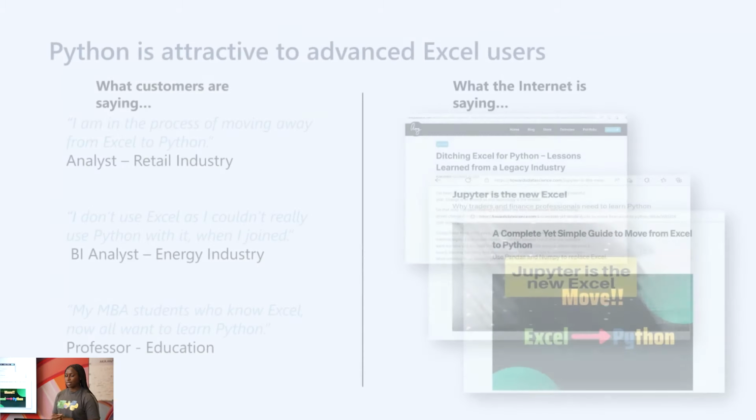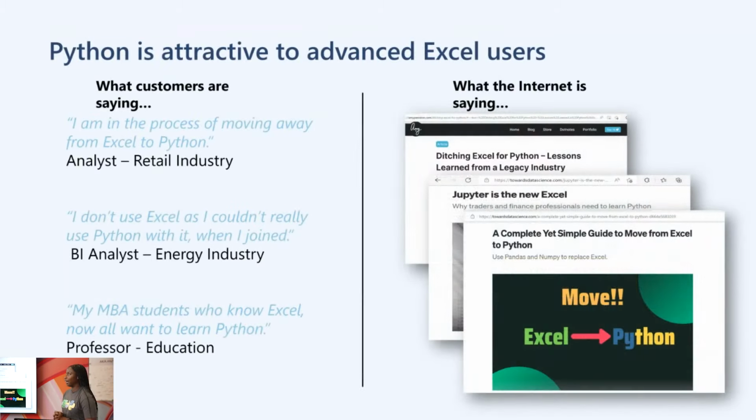We also saw an interesting narrative in our market research, where customers were saying they were in the process of moving away from Excel into Python. They said they didn't really use Excel because they can't use Python with it. Even in the education space, people were saying they knew Excel, but they then wanted to learn Python. And in a similar vein, the internet was creating guides and sharing material on how people can move away from Excel and into Python.